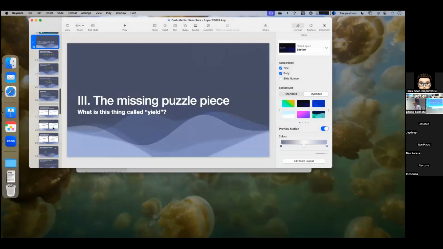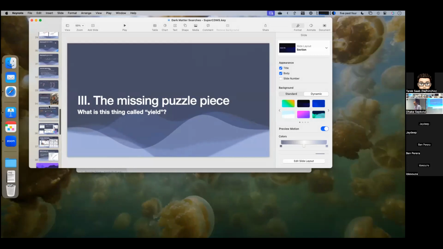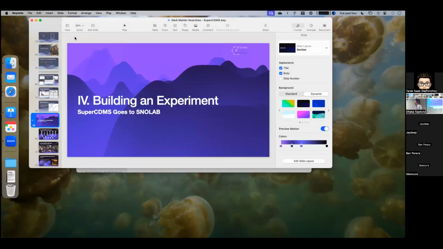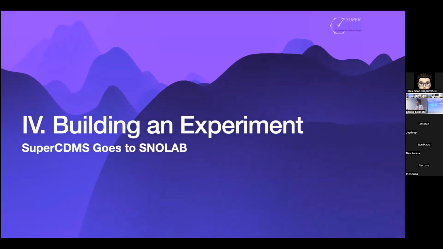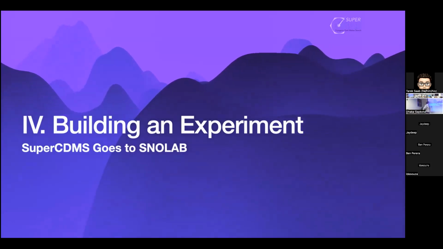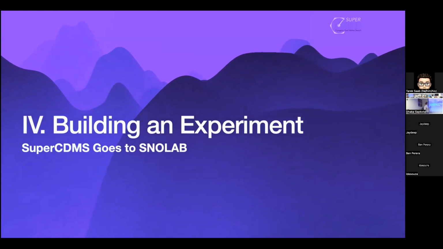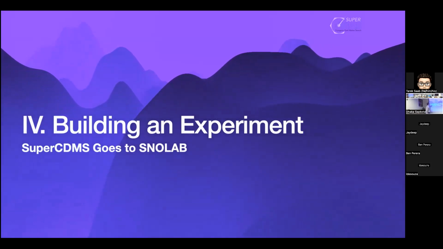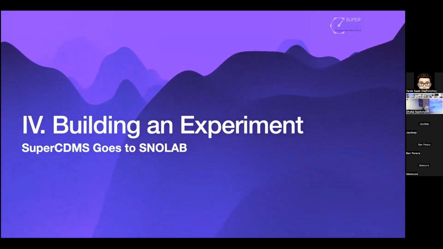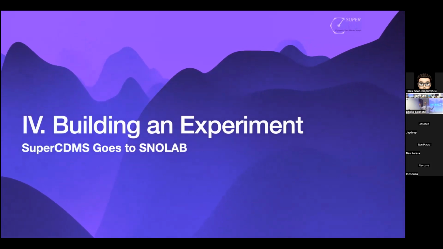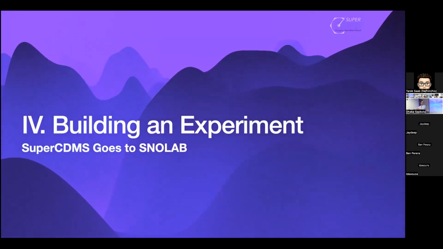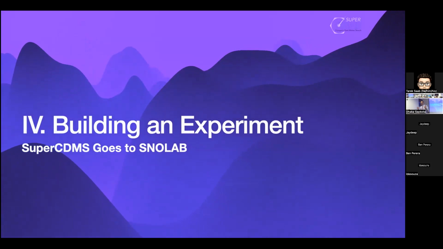And so actually I'm going to skip this a bit and show you what the experiment looks like before. The experiment is called SuperCDMS because it is the follow-up to the original experiment, which was called CDMS, Cryogenic Dark Matter Search. And we couldn't come up with a clever name for generation 2, so we just stuck Super in front of it. Physicists are good at many things, but naming is not one of them.